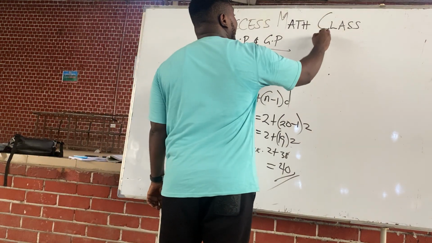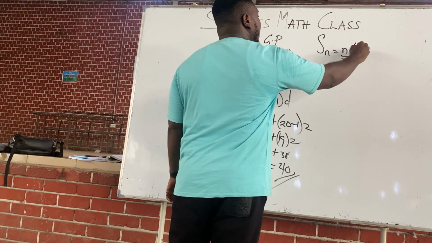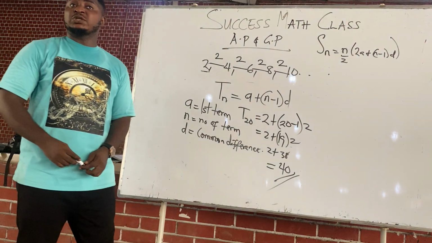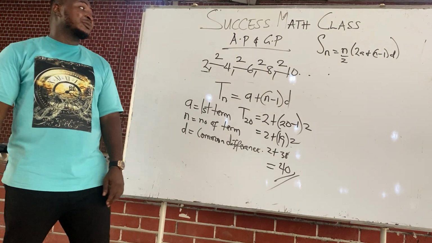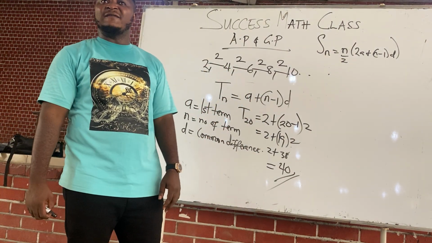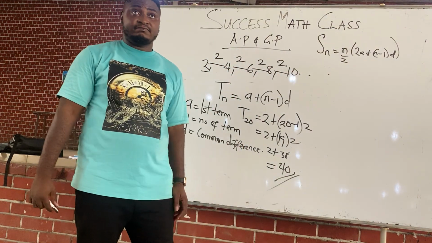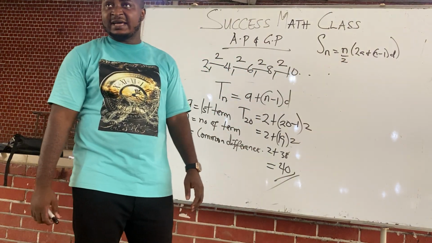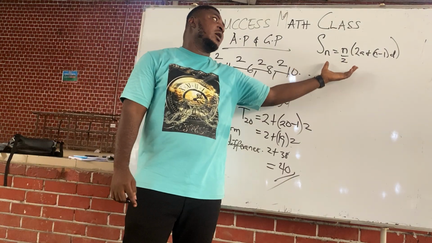Sum of n terms of an AP is n over 2, bracket 2a plus n minus 1 into bracket d. This formula is to find the sum of n terms of an AP. Class, what is the importance of this formula?